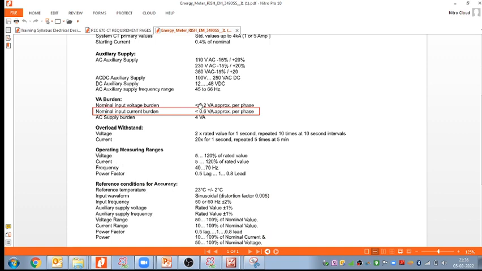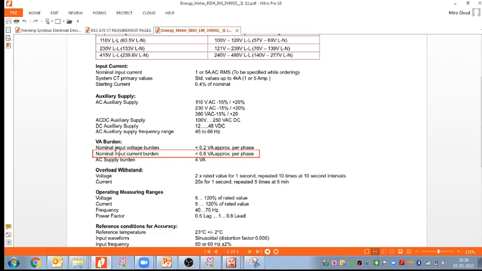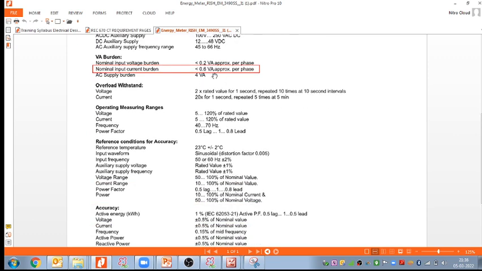So for the voltage we will take 0.2 VA, and when it comes to the CT, the nominal input current burden is 0.6 VA approximately per phase, that you can see here. AC supply burden is 4 VA. So we have three burdens. One goes to the AC supply, one goes to the voltage supply, and one goes to the current supply. So I will take 0.6 VA for the CT sizing. Am I correct? And in the next we will do the VT sizing. For the VT sizing the same formula we have to apply, but 0.2 VA we have to mention at that time.